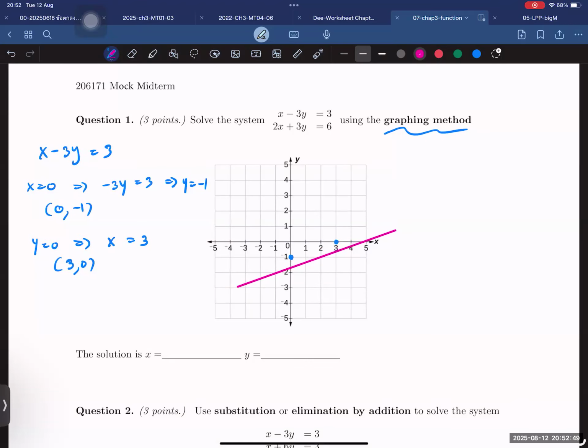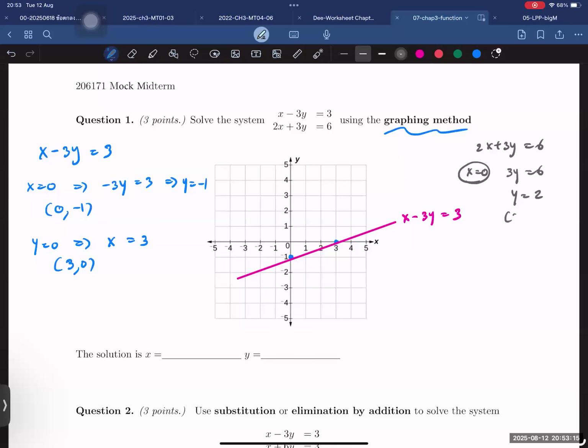So basically the first line would be just like this. Okay, this is the first line. This is x minus 3y equal to 3. How about another one? We got 2x plus 3y equal to 6. So if x is 0, what is y? So we got 3y equal to 6, so y would be 2. So one point is 0, 2. How about when y is 0? Y is 0, we got 2x equal to 6, so x is 3. So we got 3 and 0.